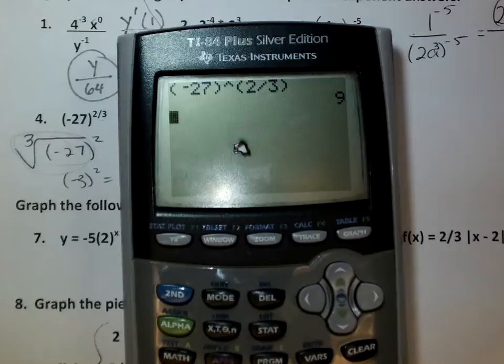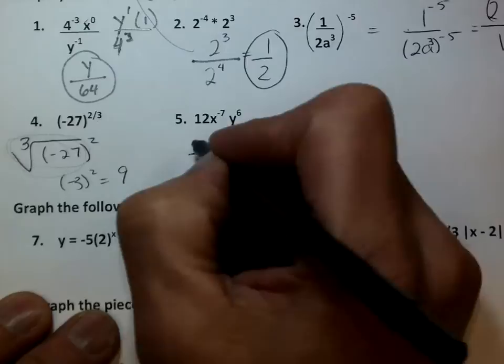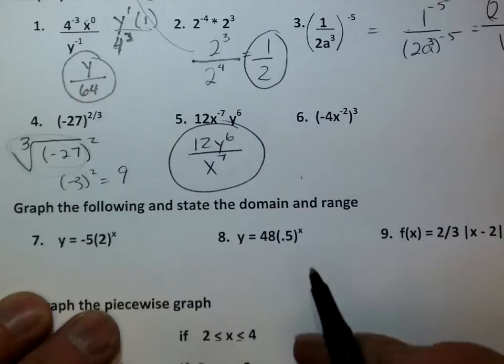Okay, now 5. Okay, we're going to simply take the x to the 7 down. And then the 12y stays on top. 12y to the 6th. That's all you gotta do. Y to the 6th? Yes, the y to the 6th. 12y to the 6th. So the x to the 7th comes down. Okay?